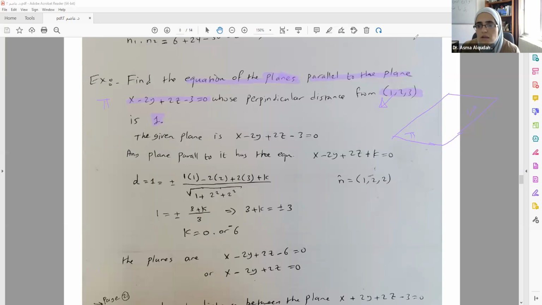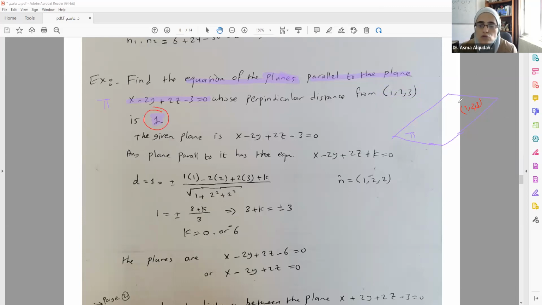Let me change the color here. It's not clear. Again, we have the plane pi. This point (1, 2, 3) lies on this plane. The question is asking me to find the equation of the planes that are at a distance of d equals 1 from the point (1, 2, 3).